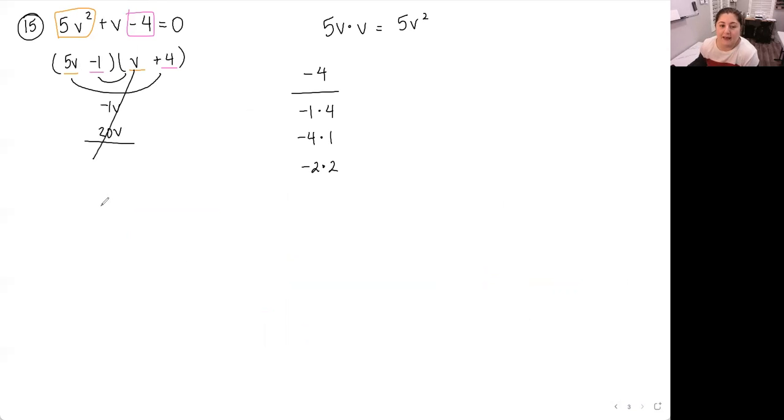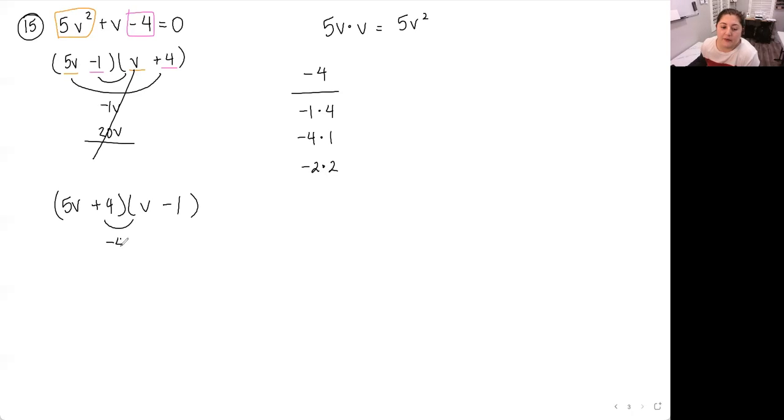No way is that going to give me 1v. So this is a no-go. Sorry, not "this is a no-go." Woo, I got really excited. Okay, so then I'm going to do 5v and v, but instead of putting 4 here and 1 here, I'm going to flip-flop them. So I'm going to do +4 and -1.